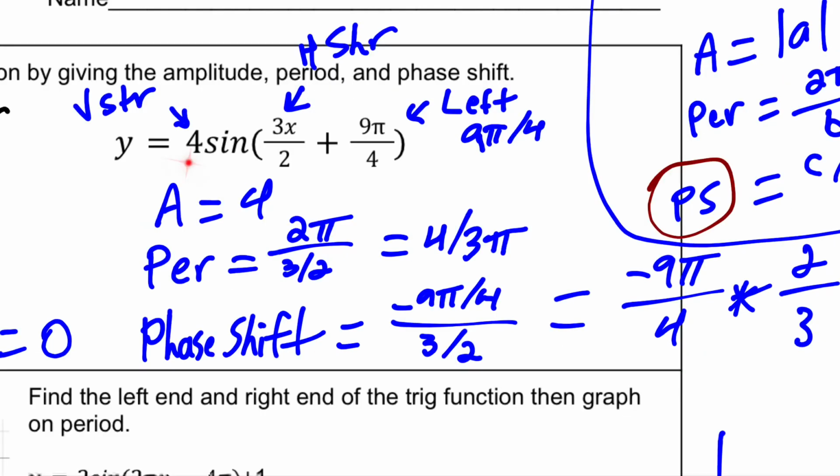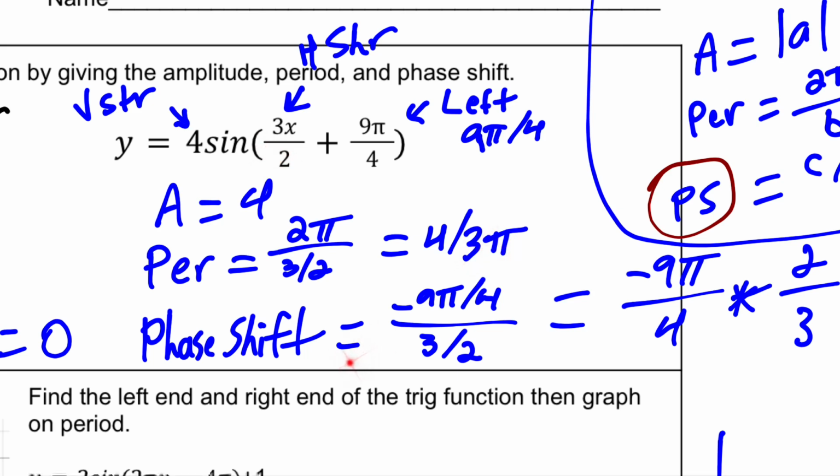Next up, if we look at our 4 there, that's a vertical stretch. This is a horizontal shrink. This is a left horizontal translation. So if we consider our amplitude, that's here, 4. Our period, we take 2 pi divided by our b value, which is 3 over 2, and this gives us our new period. The entire cycle completes in 4/3 pi.